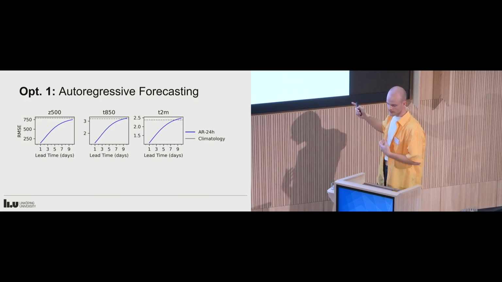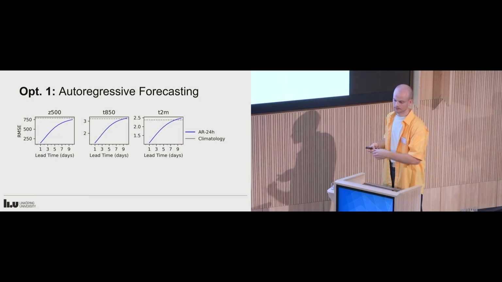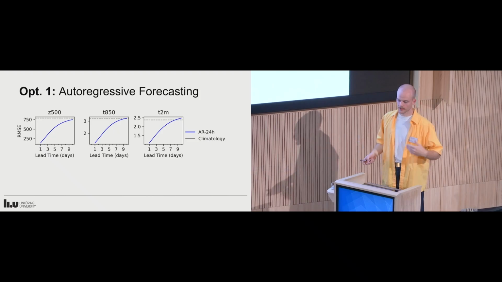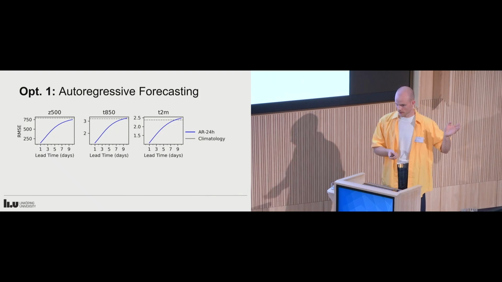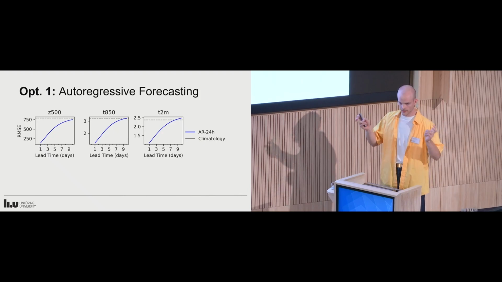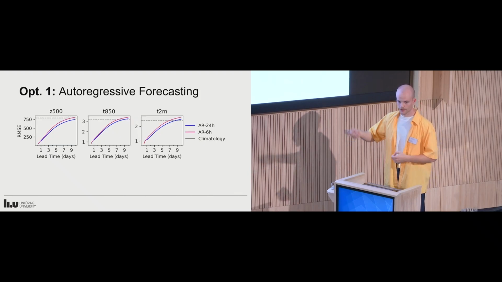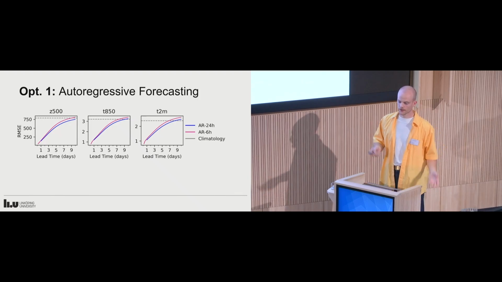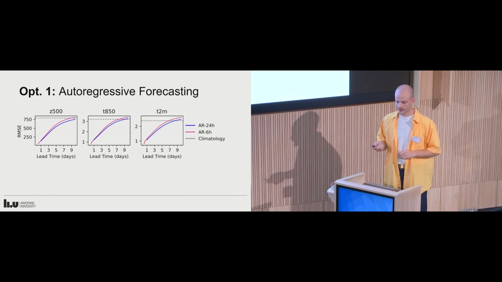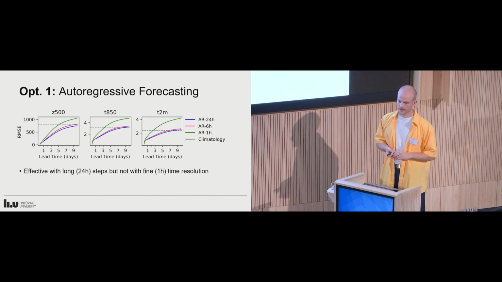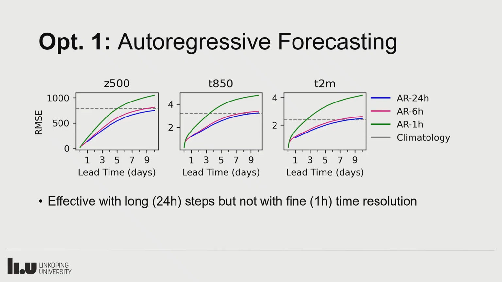If you did this on a 24-hour lead time, or time step, for the 10-day forecast we set up, we get really good results. We're better than the climatology, which is what you call skill in this setting, for up to 10 days. If you increase the resolution to 6 hours, you're still fairly good and have a lot of skill, but when you go to 1 hour, you can really see the error accumulation start to add up. So we conclude that while autoregressive forecasting is very efficient with a long step, it's not the way to go if you want fine time resolution.